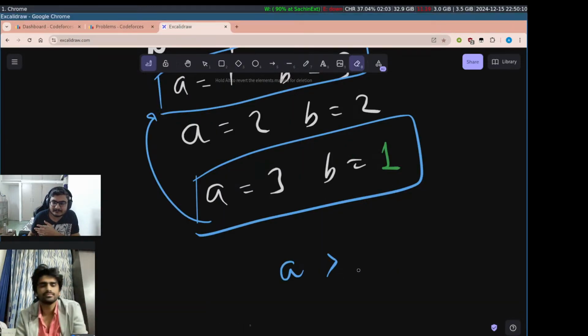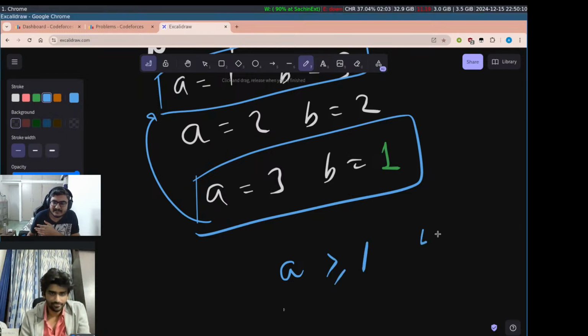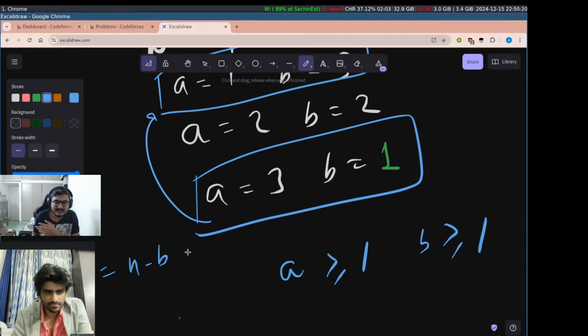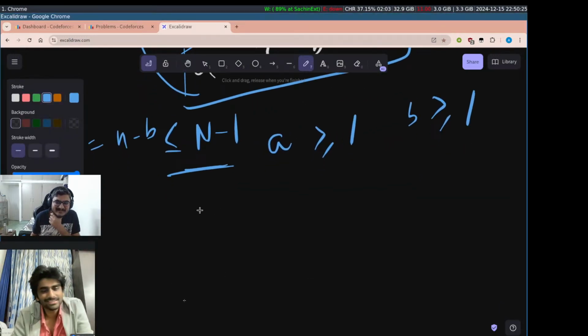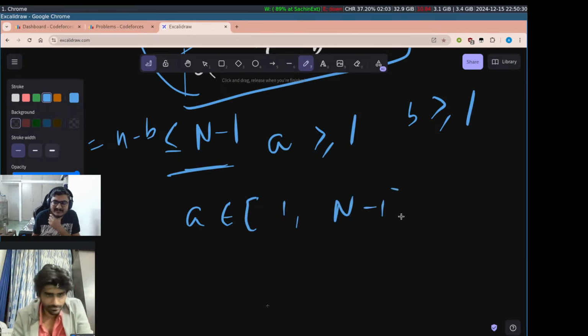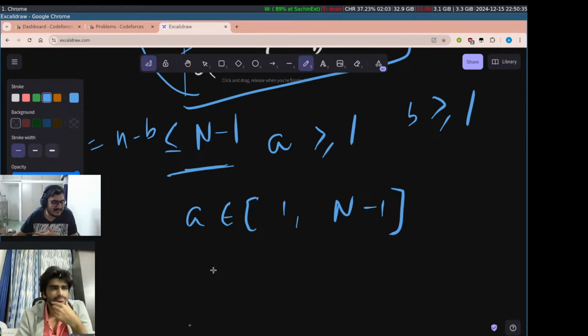So a is greater than or equal to 1, and b is greater than or equal to 1. Because b is greater than or equal to 1, and a is equal to n minus b, this also implies that a should be less than or equal to n minus 1. So overall, all the possible values of a we can have here are between 1 and n minus 1, and there would be a unique b corresponding to each. So the idea was to take n as input and print n minus 1.